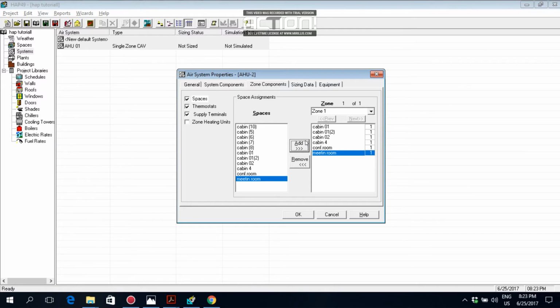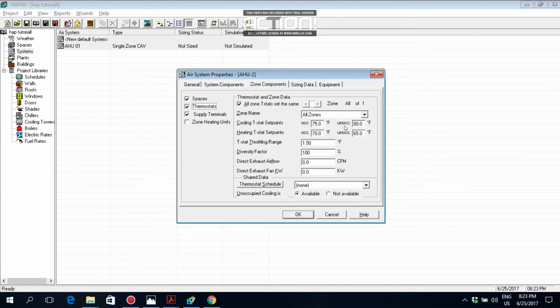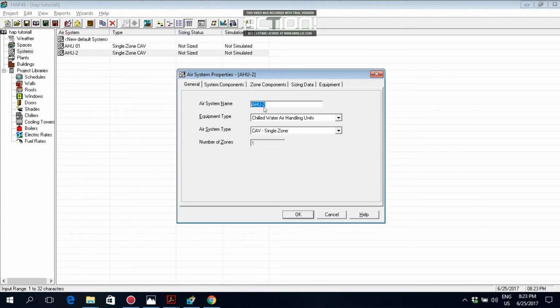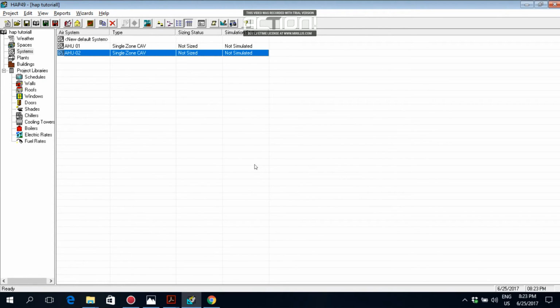Yeah, this is air handling unit 2. Come to this thermostat, change this to 72 and 75. Select thermostat 1, click OK. By this we have created two systems, AHU1 and AHU2. So this is creating the system properties.